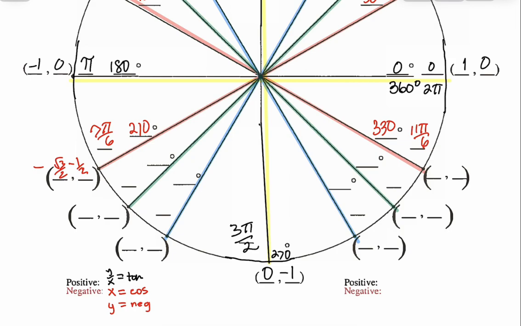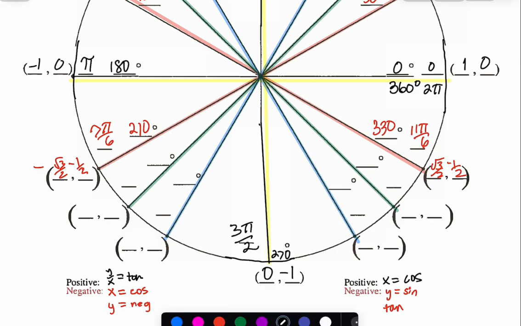Now let's jump over to 330 for a moment. 330 still uses square root of 3 over 2, 1/2. Which one's negative this time in the fourth quadrant? Just the sine, which makes the tangent negative. So here, the y is negative, which makes the tangent negative, but the cosine is positive. Okay, we're moving right along.